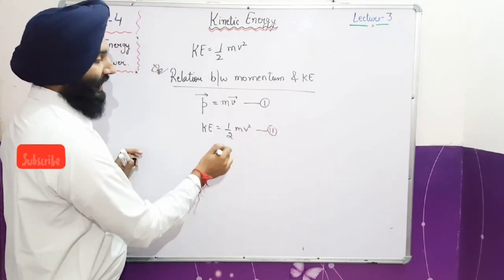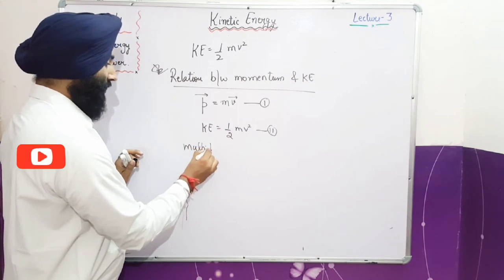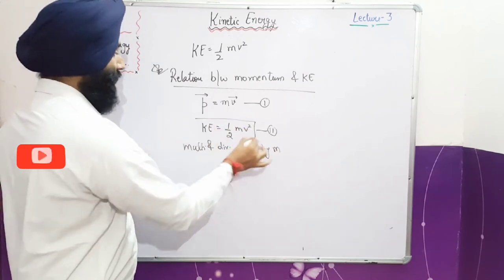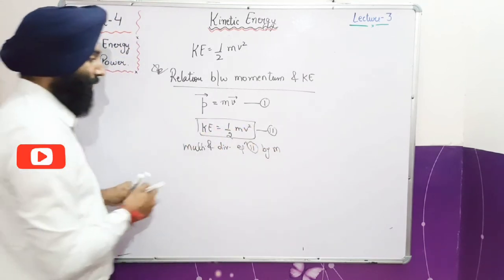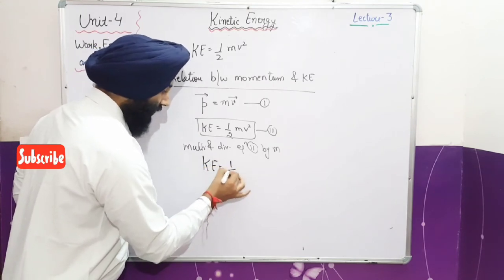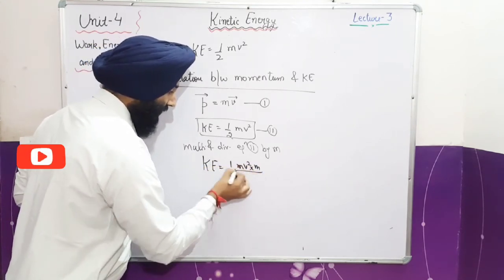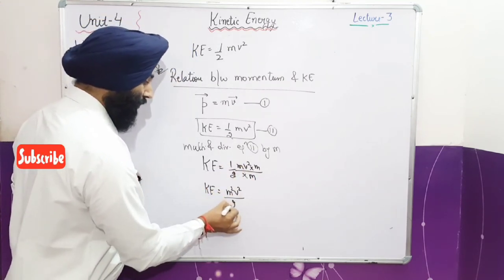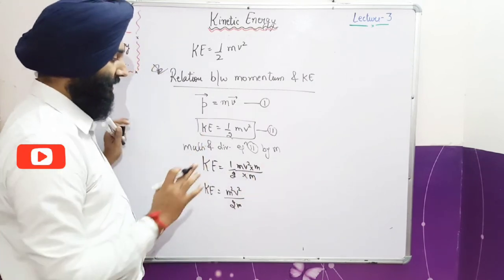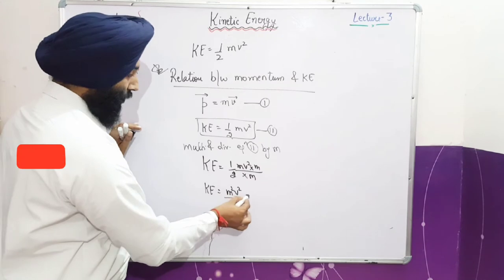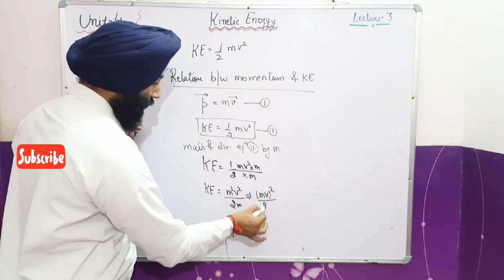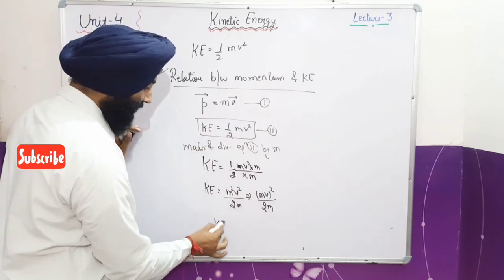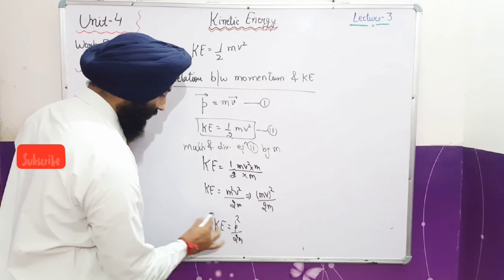If I multiply and divide equation number 2 by mass m, what will it become? So kinetic energy is equal to half mv square, multiplied by m and divided by m. It will become kinetic energy equal to m square v square upon 2m. So m will multiply by m, the base is the same so the powers will add. Or we can write it as (mv) whole square upon 2m. There is no problem in this, right? So we know that the value of mv is p, so this kinetic energy is equal to p square upon 2m.